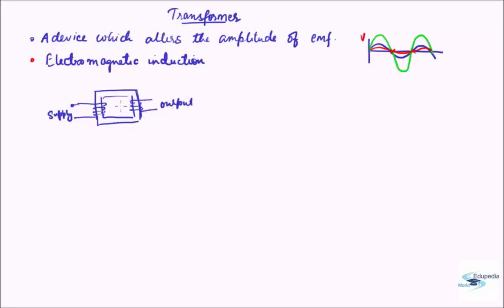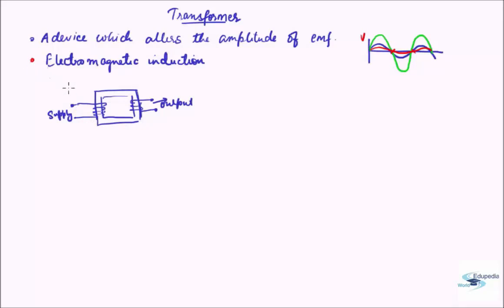So what basically happens is that the primary coil induces an electromagnetic force via the supply, which continuously changes, and that changing magnetic flux is transmitted here. Since the magnetic flux is continuously changing, that results in an EMF being generated at the output, and basically we get an output EMF. But how this either increases or decreases the voltage, that we will see in the working. Before that, let us see what is the construction of a transformer.